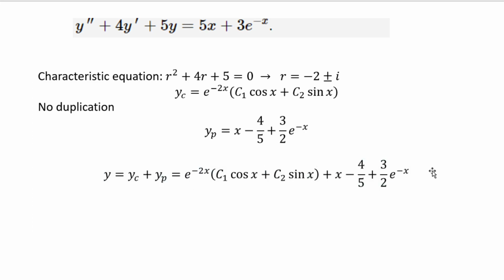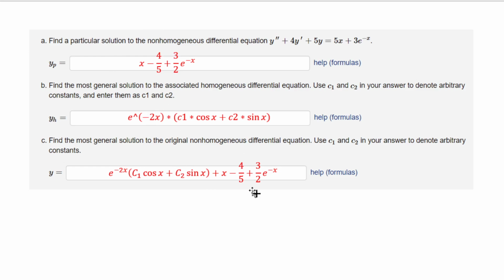Now, once you have this, you have to plug this into your WeBWorK if you're solving the WeBWorK problem. I just wrote explicitly how you should write these things for this part because it's a little confusing. You have to use C1 and C2. But basically, this is exactly what this is doing. And that's it. That's your answer.